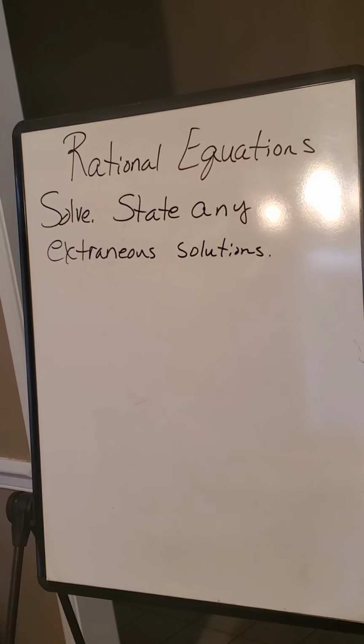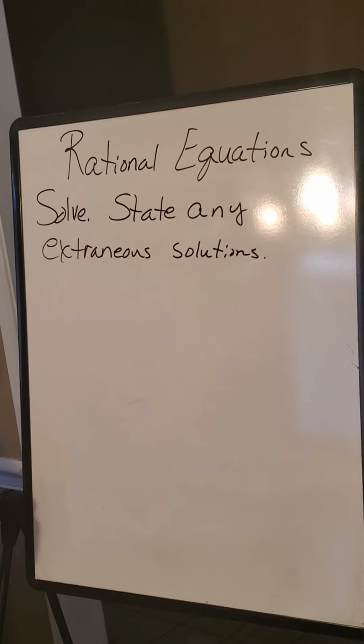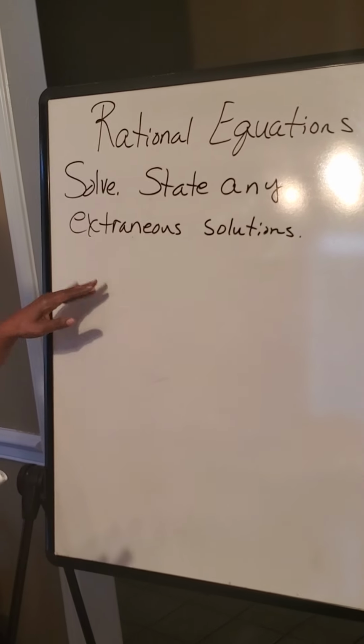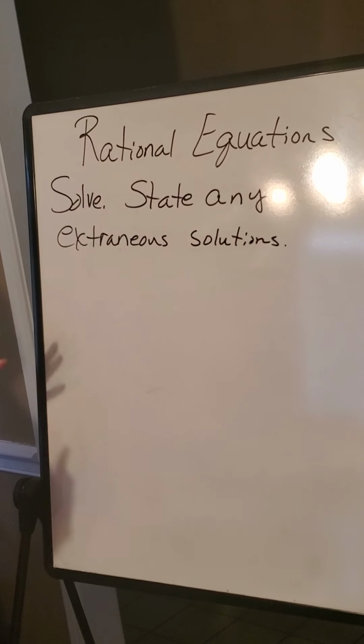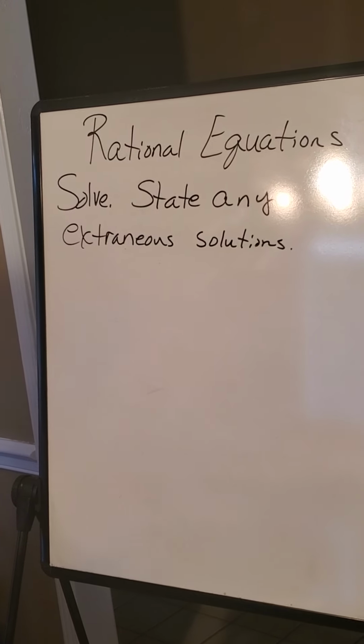Okay, all right, class, today we're going to take a look at what we call rational equations. Our instructions are we're going to solve, also state any extraneous solutions. Remember, an extraneous solution is a value that will make your denominator a 0, right?